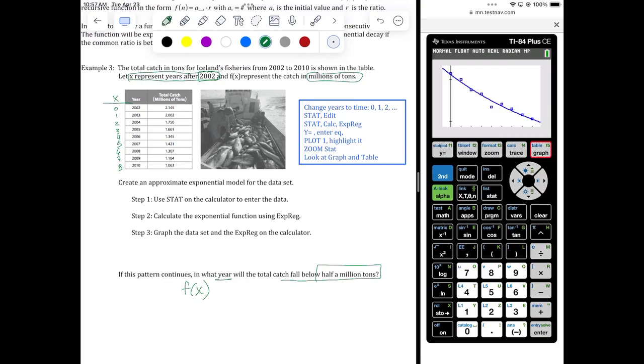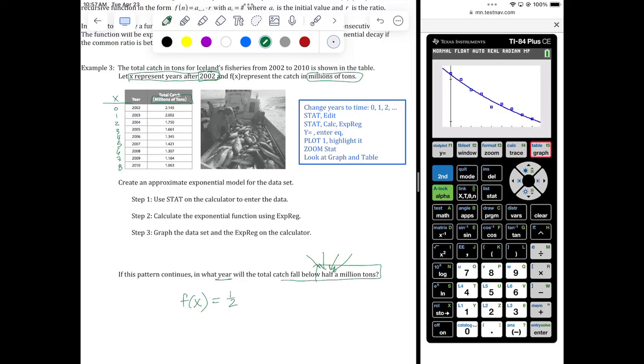I don't know x, but I know the y value. I know f of x. It needs to be 500,000 tons. So if we're measuring the y values in millions of tons, I want to know when f of x equals what number? What do I set it equal to? Half. I set it equal to a half or 0.5, either one.